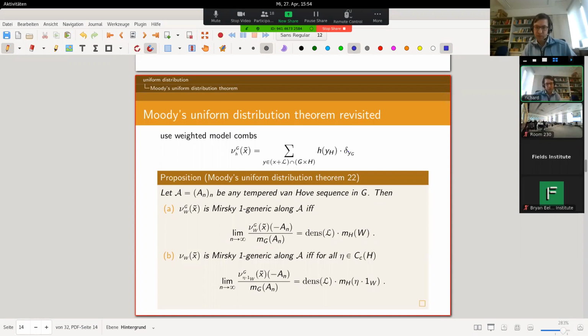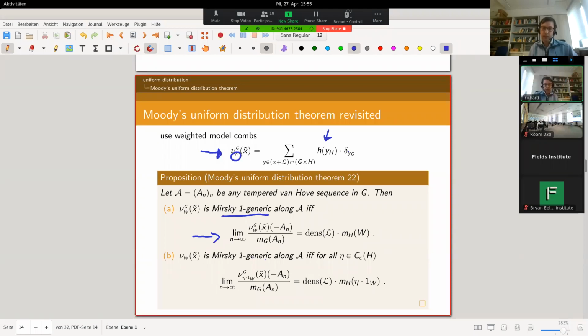So here is the refinement of Meyer's theorem, which we might call Meyer's uniform distribution theorem 2.2. What we use here is not only the configurations we had before, but we allow not only characteristic functions of windows, but maybe some more general weighted model sets where we put a nice function h on the internal component. And the statement now is that the existence of this point limit is actually equivalent to Mirsky-1 genericity.